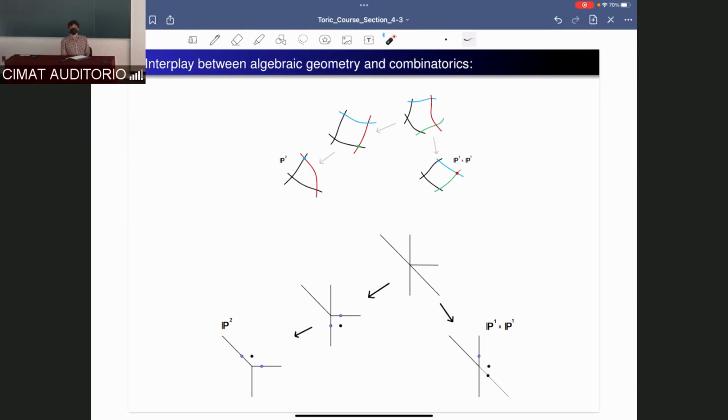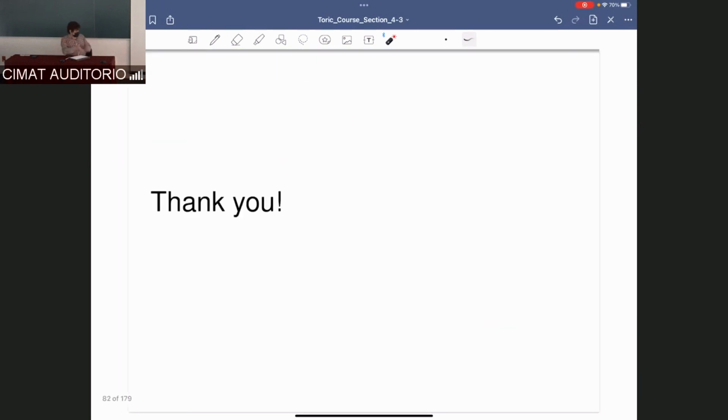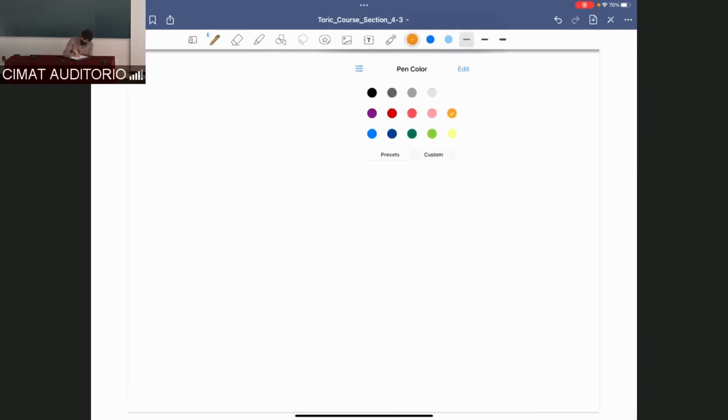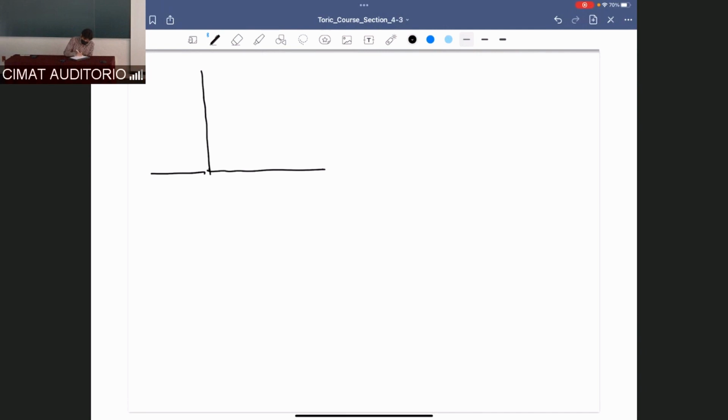Yes, please. What's the condition for smoothness in the polytope? Yes, so what happens is that one of these smooth cones looks as follows. Up to a change, let me take a maximal one.